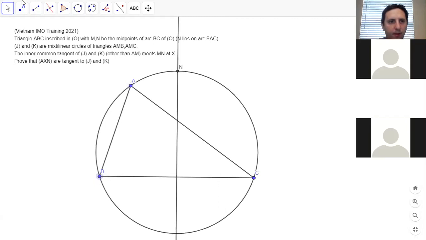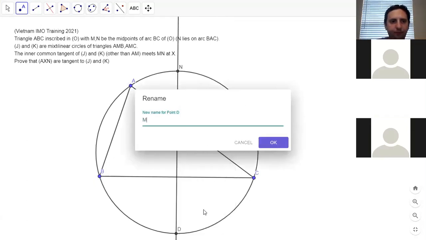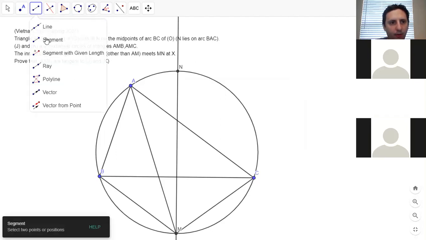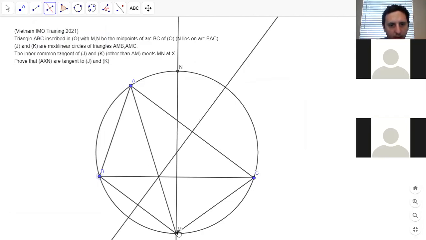So if this is M, and we want to draw the mixtilinear circles of AMB and AMC. Interesting. I don't know, Khan, can you confirm that this is the M that they actually wanted? Yeah, you got the positions right. Okay. So what I'm going to do, let me draw the mixtilinear circles. Let me think of the best way to do this. So I'll try to do it like this.